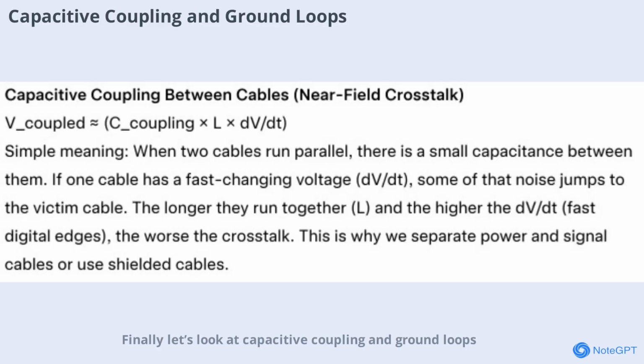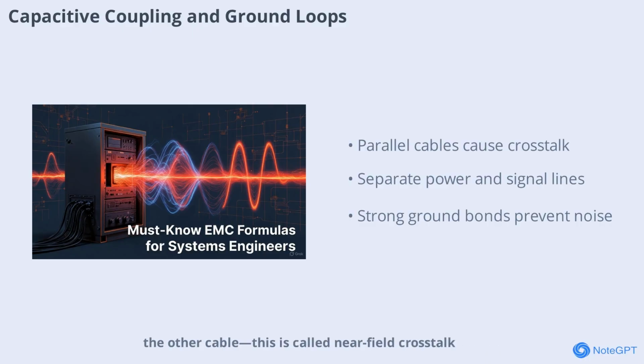Finally, let's look at capacitive coupling and ground loops. When 2 cables run parallel, a small capacitance forms between them. If one cable has a rapidly changing voltage, some of that noise can jump to the other cable. This is called near-field crosstalk. The formula V coupled approximately C coupling times L times dV/dt helps you estimate how much noise might transfer. Separating power and signal cables or using shielded cables can minimize this effect.